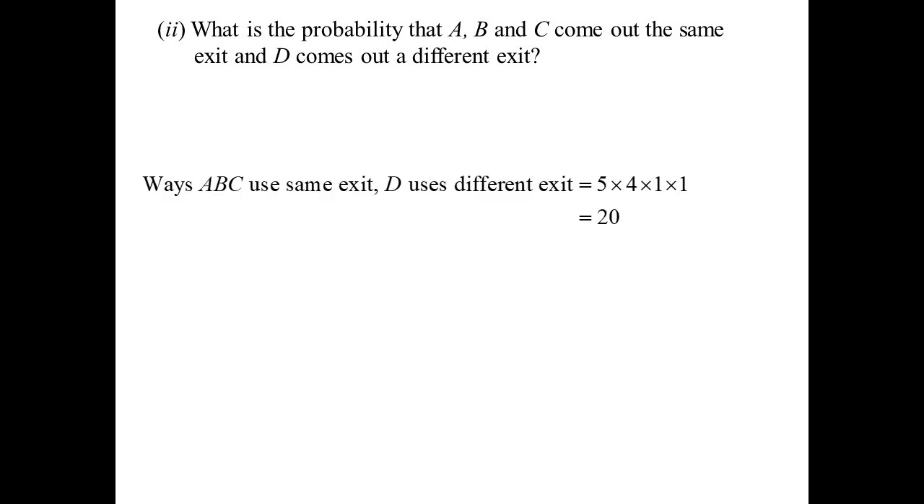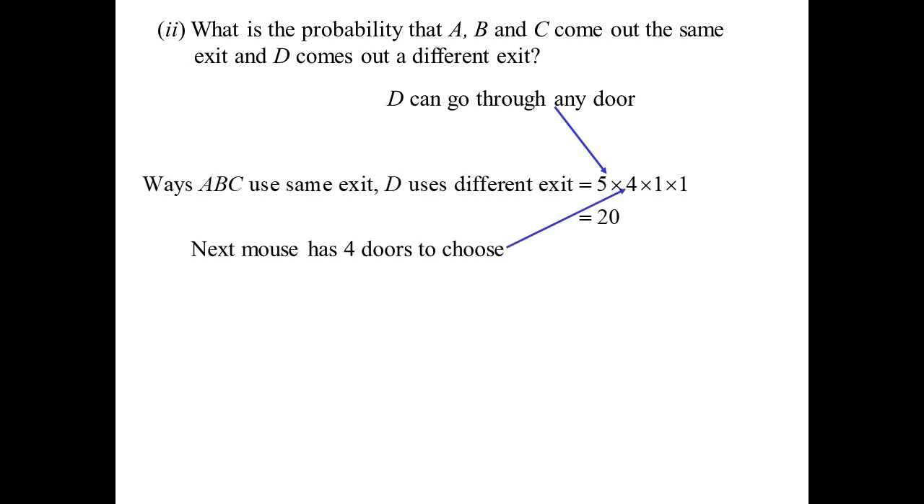Well, they made it a little bit more interesting. What's the probability that A, B and C go out the same exit, but D goes out a different one? So A, B and C use the same one, D does a different one. So I send D through first. D goes, picks an exit, out it goes. But now A, B and C have to go through a different one. So the next mouse has 4 to go through. It's not going to go through the same one that D went through. So it's only got 4. But then the other 2 have to go through the same one as that mouse. So they've got 1 choice each. We end up with 20 choices all up.